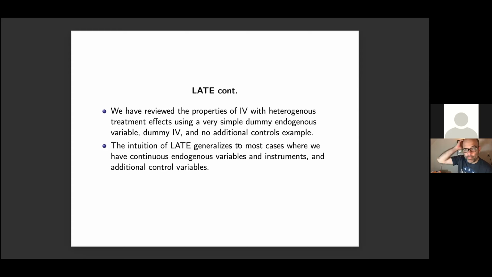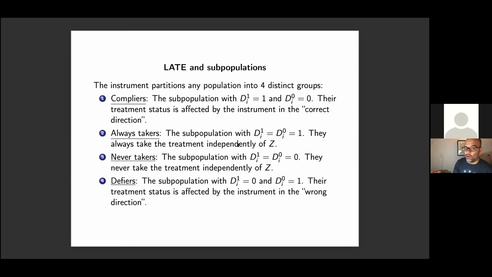So we've reviewed the properties of IV using a very simple dummy endogenous variable, no additional controls. The intuition of LATE will generalize to most cases where we have continuous endogenous variables and instruments and additional control variables. Here are the four parts of the population. The compliers: notice when the instrument is 1, the treatment status is 1. When the instrument is 0, treatment status is 0.